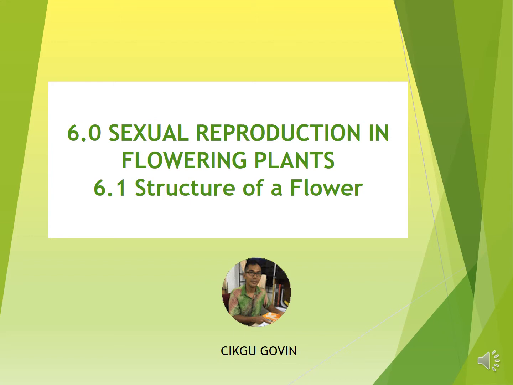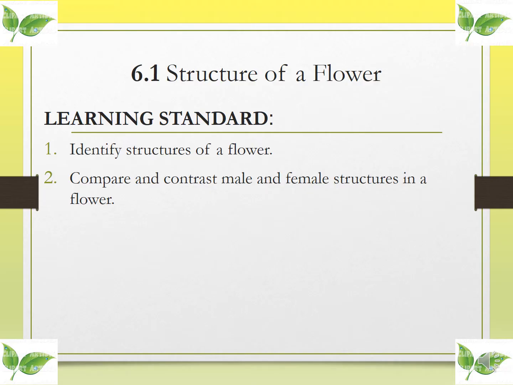Our topic today is Chapter 6, Sexual Reproduction in Flowering Plants, and our subtopic is 6.1, Structure of a Flower. Here are the learning standards. Learning standard number 1, identify the structure of a flower, and number 2, compare and contrast male and female structures in a flower.